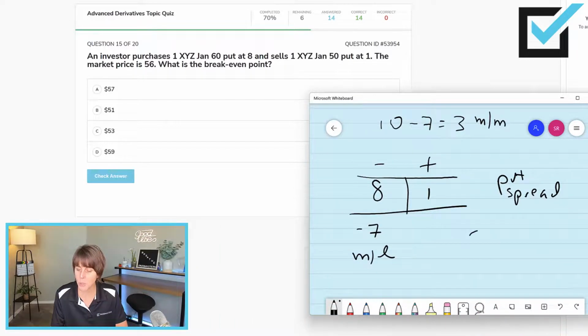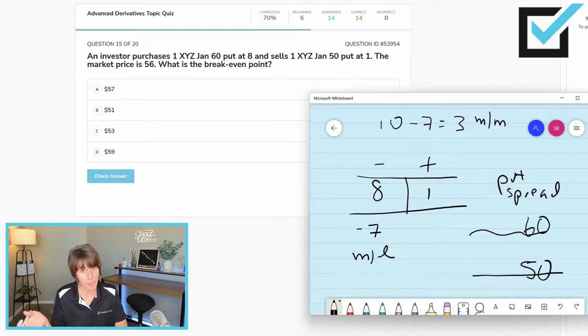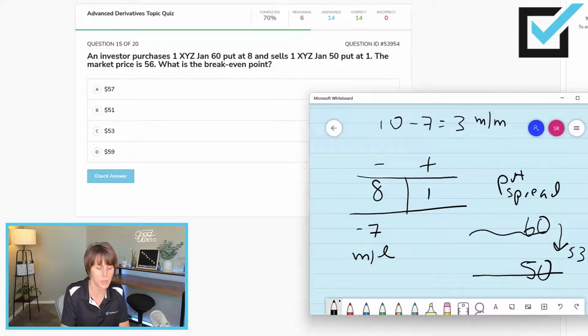We're going to draw our lake. The higher of the strike prices goes on top, 60, and then 50. And what do we do? Do we call up, put down? We put down by the net of the premiums. So we go all the way down to 53. This is the investor's break even for this put spread.